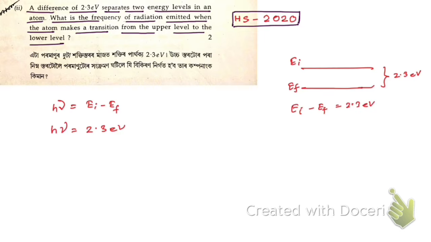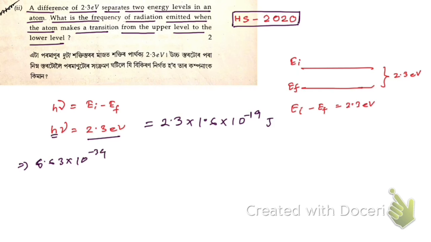Okay, so now you see, convert this one into joule. That is 2.3 into 1.6 into 10 to the power minus 19. Okay, now it becomes joule. And what is the Planck's constant? So let me put the Planck's constant, 6.63 into 10 to the power minus 34, joule second. So that is Planck's constant, right?